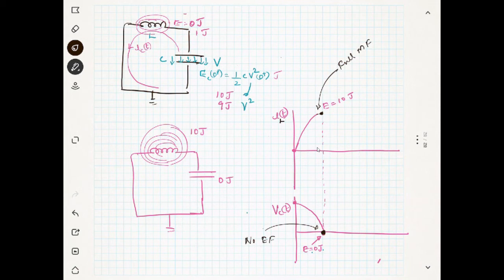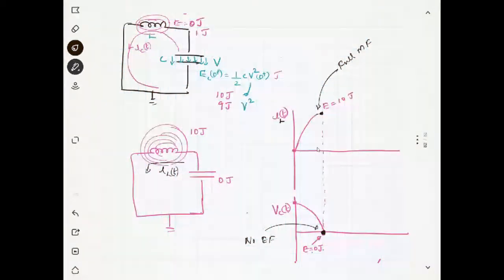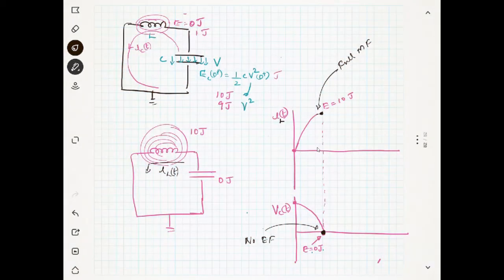The current was flowing like this. The current through the inductor, IL of t, was flowing like this. Now there is no energy in the capacitor to transfer. Nothing is there in the capacitor to transfer. But you know that inductor cannot change the direction of the current, right? So inductor will continue the current in the same direction. So what will happen if inductor continues the current in the same direction?